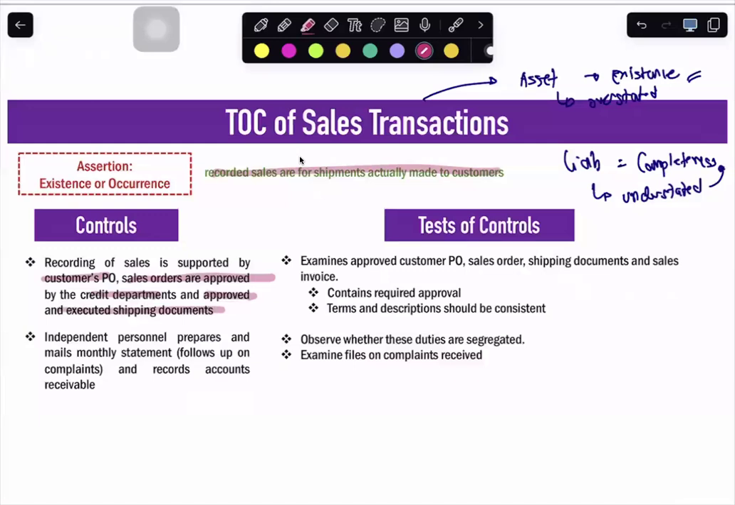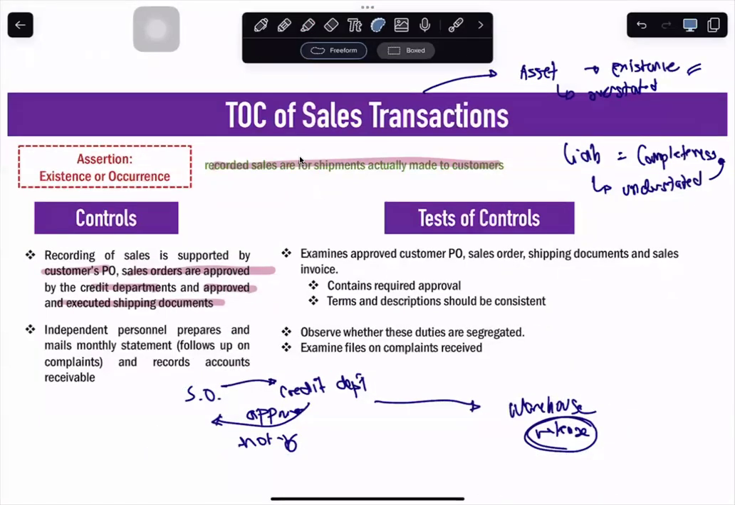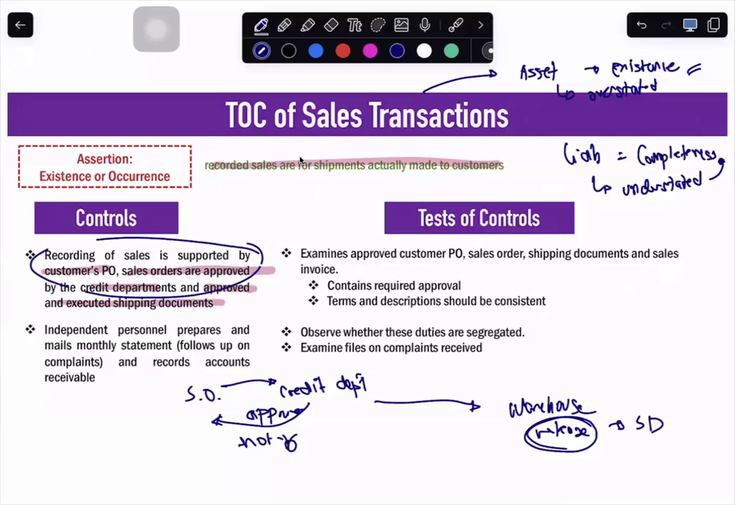If you still remember earlier, we have this process, right? So the sales order will be forwarded to your credit department, and once the credit department approves that, it will notify the sales department, and the credit department will forward the sales order to your warehouse for the possible release. So ultimately, we will now have a shipping document. Okay, so that's the whole process that we have discussed earlier. So that is the control in place.